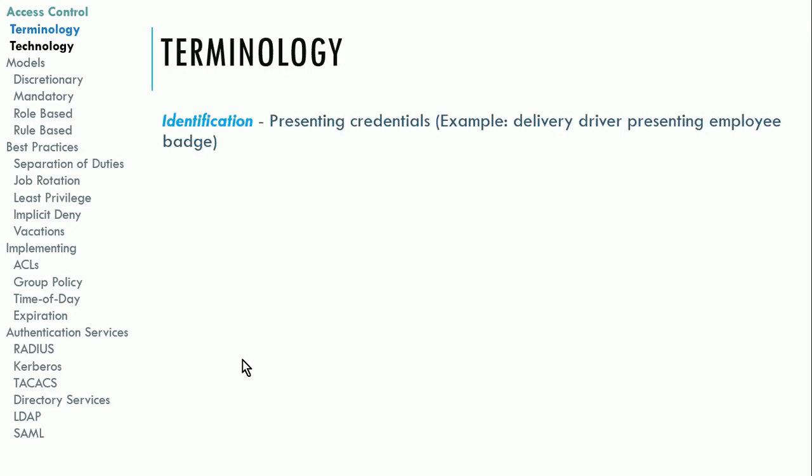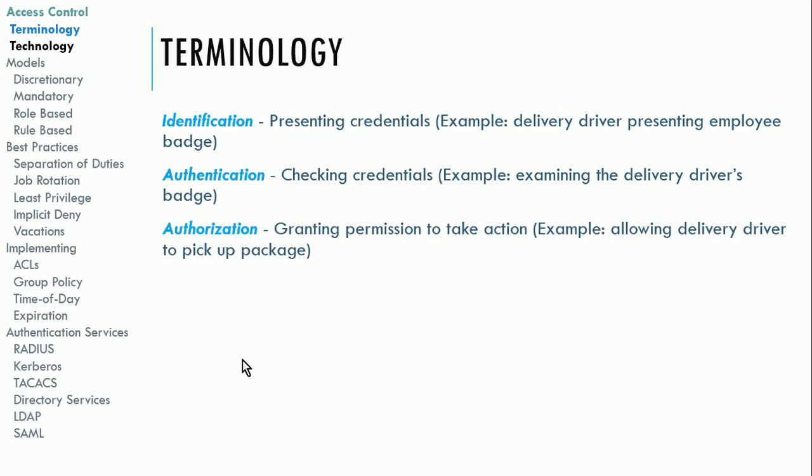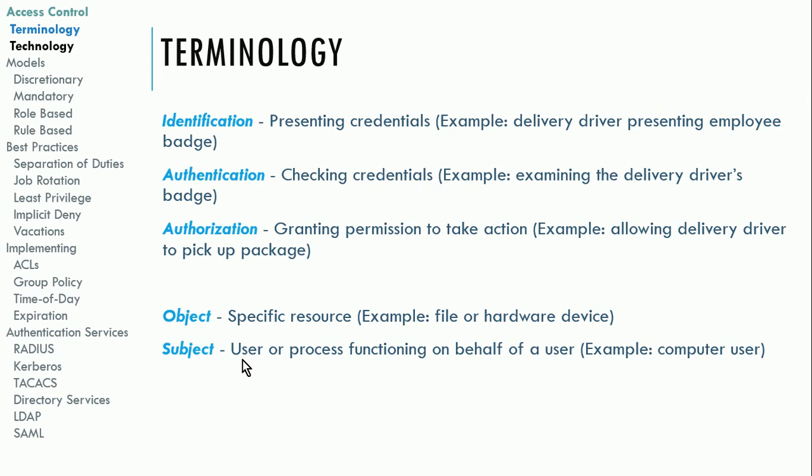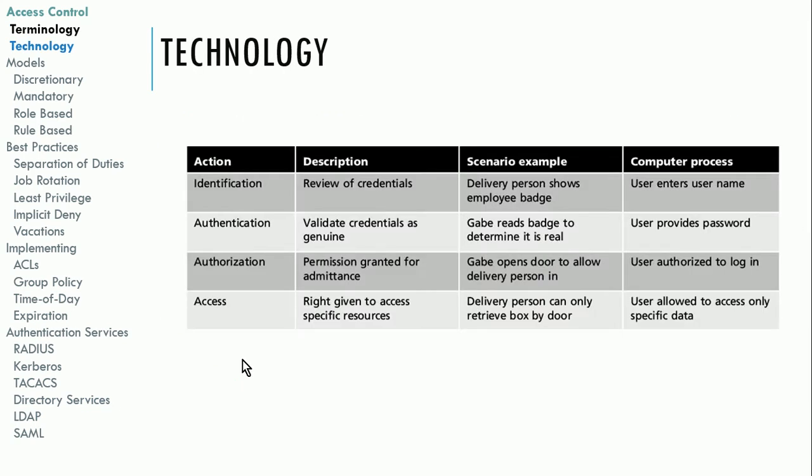So some of the terminology: identification is the credentials, which is used for authentication, and authorization is granting permission to take some kind of an action. Usually when we talk about authentication and authorization, we talk about objects, which are a specific resource that someone's trying to access, the subject, which is the user that's trying to access that object, and the operation, which is what they're trying to do with that object.